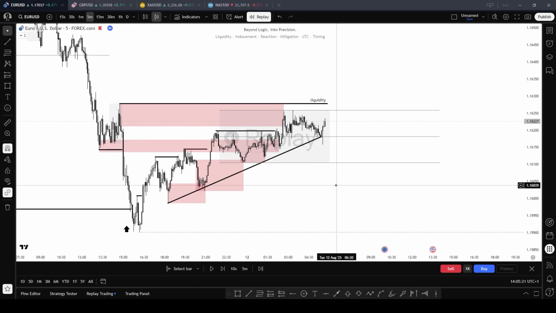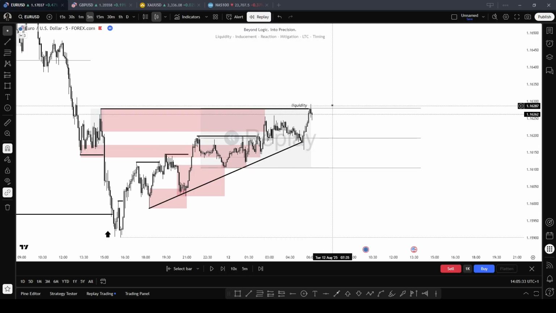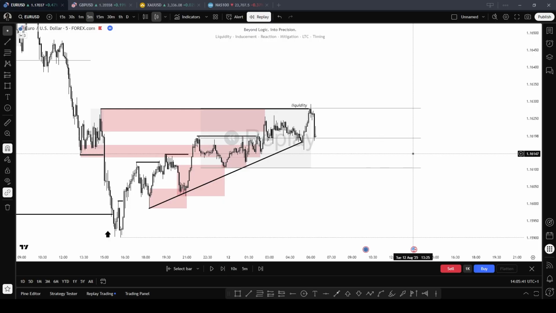The only thing we want to do now is simply wait for price to take out the liquidity, right? And yep, let's just play the price. There we go. What do I see? I see speed coming in, taking out liquidity. Now I want to see price reject the same way with speed. There we go. We had the speed.